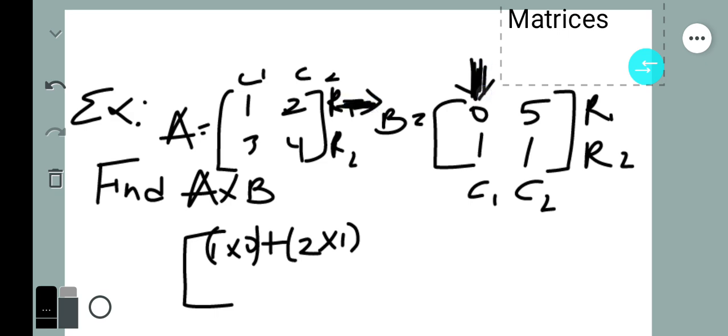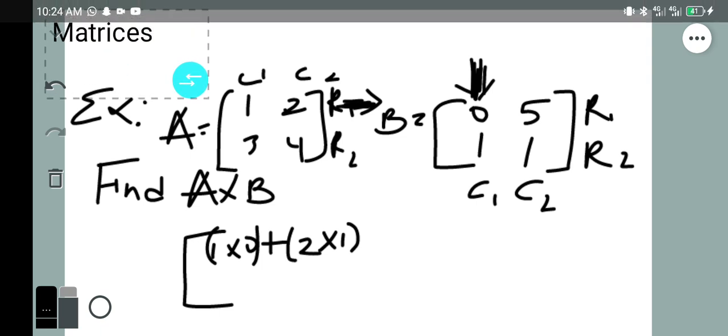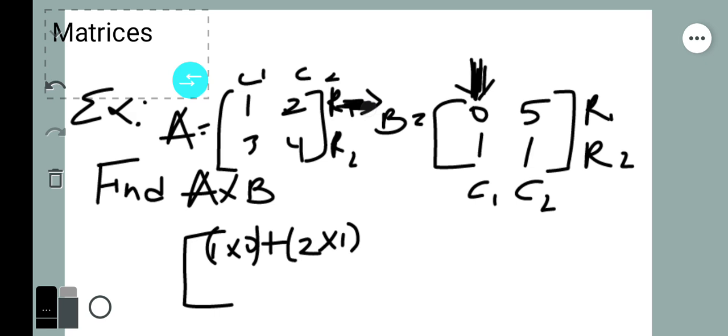Now we are still going to use row 1 to multiply column 2. We have used row 1 to multiply column 1, which is this, and then let us use row 1 to multiply column 2. That will be 1 times 5, plus 2 times 1.